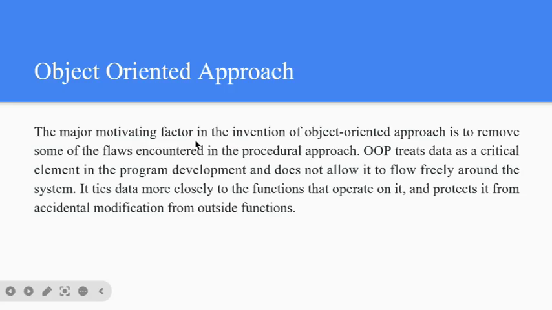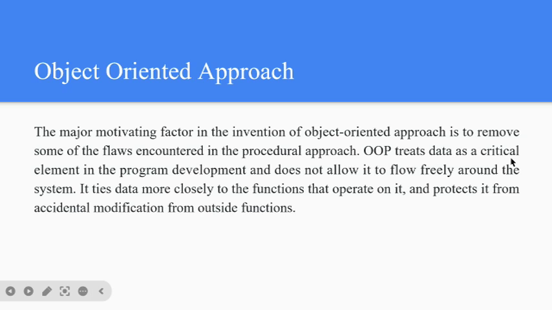The major motivating factor in the invention of the object-oriented approach is to remove some of the flaws encountered in the procedural approach. As I told you, the C language had many flaws which came with procedural oriented programming. So object-oriented programming is here to fix those flaws. So C++ was made.